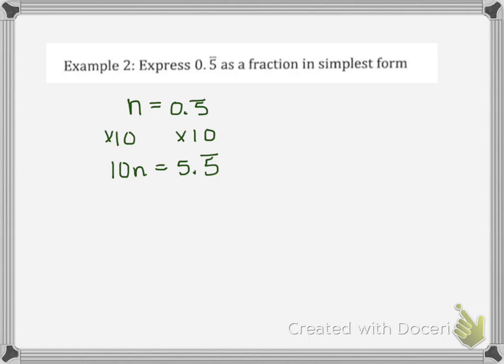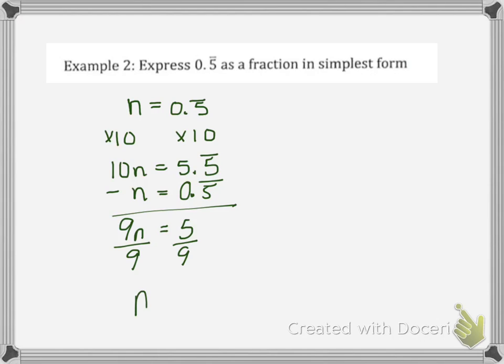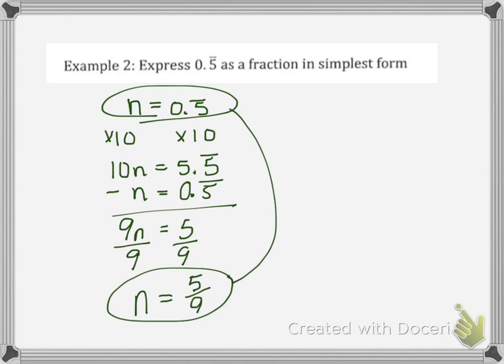Then we take our first equation and subtract it from the second equation, again canceling out that repeating part. That gives us 9n is equal to 5. And we continue with solving for n by dividing by 9 on both sides. And that gives us n is equal to 5/9. So 0.5 repeating is equal to 5/9.